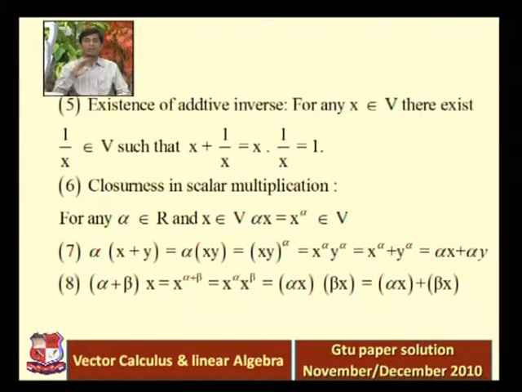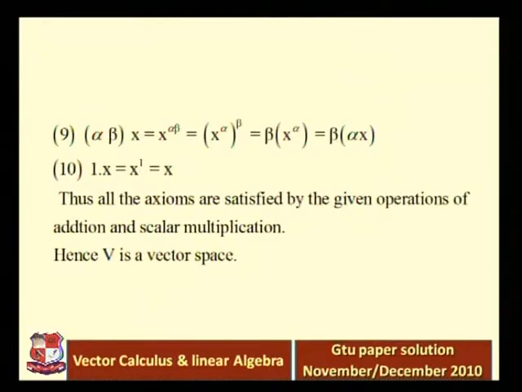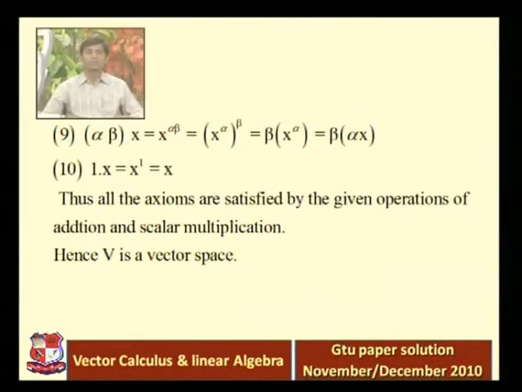Okay, so now we prove that (alpha plus beta) into x is equal to alpha into x plus beta into x. So next condition: in bracket alpha beta into x, that is equal to x raised to alpha beta, that is equal to x raised to alpha raised to beta, that is equal to beta into x raised to alpha, that is equal to beta into alpha x. Okay, so that ninth condition is also satisfied.